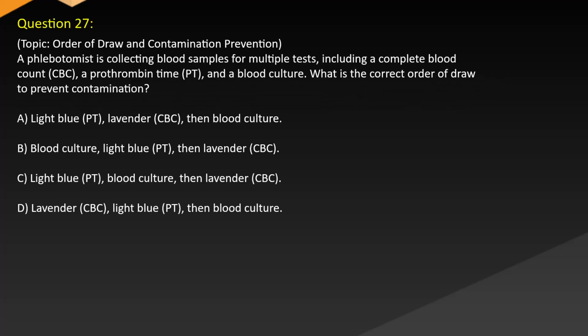Question 27. Topic: order of draw and contamination prevention. A phlebotomist is collecting blood samples for multiple tests including a complete blood count, CBC, a prothrombin time, PT, and a blood culture. What is the correct order of draw to prevent contamination? A, light blue, PT, lavender, CBC, then blood culture. B, blood culture, light blue, PT, then lavender, CBC. C, light blue, PT, blood culture, then lavender, CBC. D, lavender, CBC, light blue, PT, then blood culture.